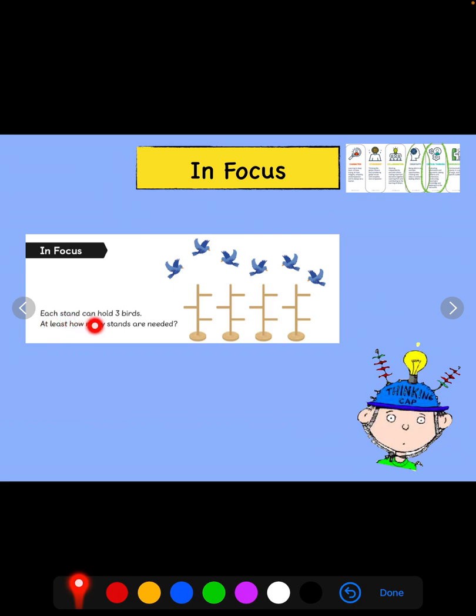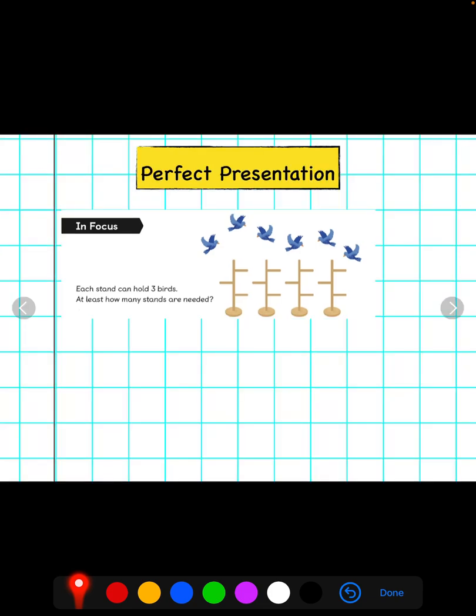Each stand can hold 3 birds. So each of these can only hold 3 of these birds. At least how many stands are needed? So how many of these stands do we need to hold all of these birds if each stand can only hold 3 birds? Don't forget your perfect presentation. 1 number per box.